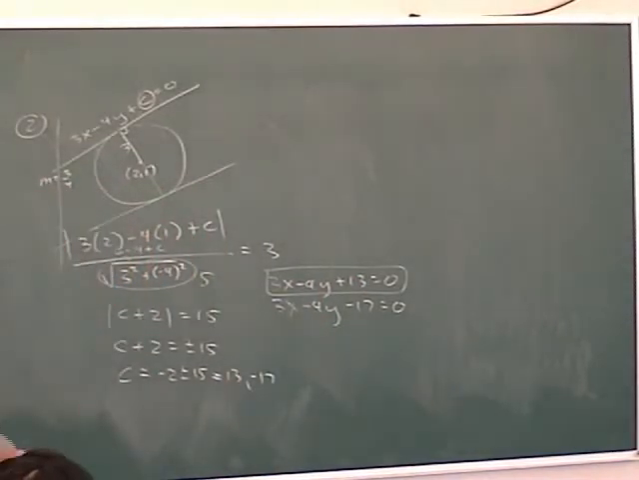So on the quiz, what if I ask you to write the equation of the line that's tangent to the lower half of the circle? All hell's going to break loose. Then you pick this one.